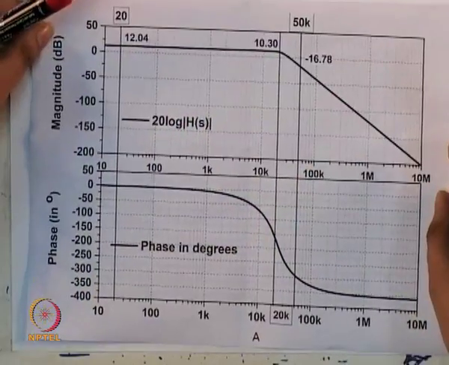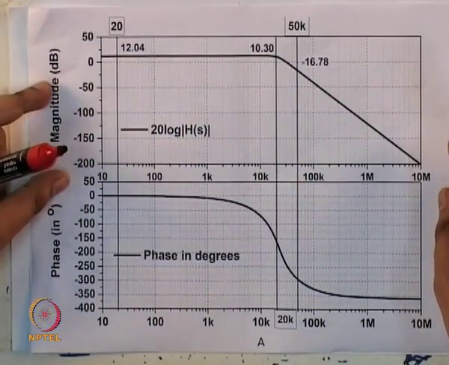I have plotted this on an EDA tool and found out the transfer function, the magnitude response, and the phase response of this filter, just to verify whether we have designed the correct filter or not. So this is the final plot of the filter.